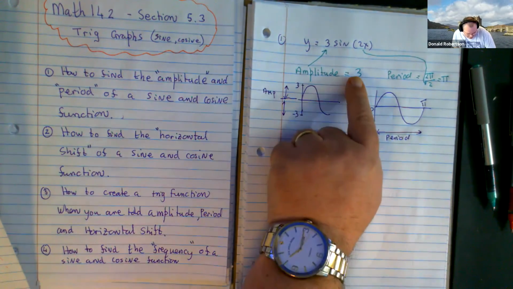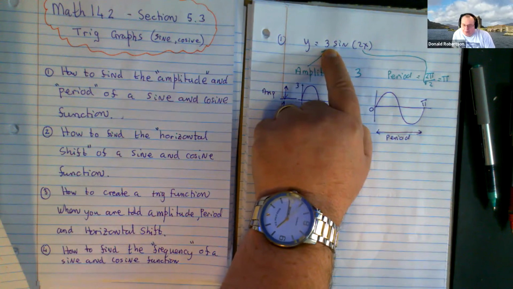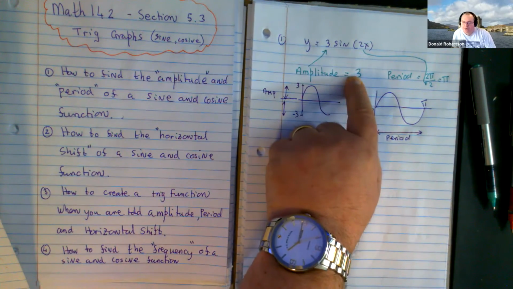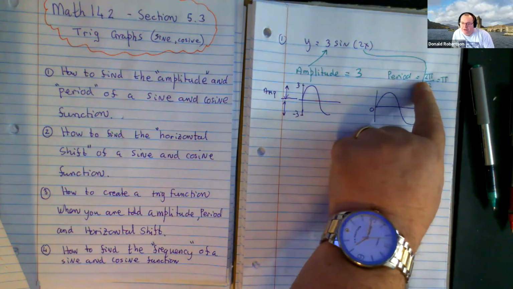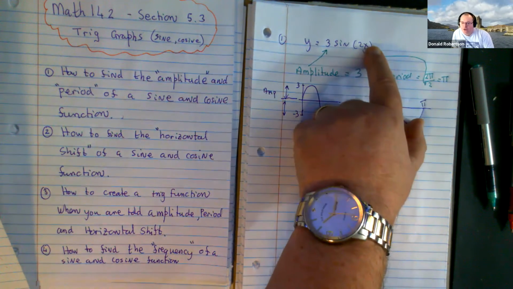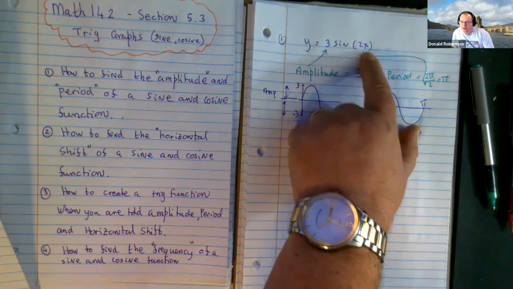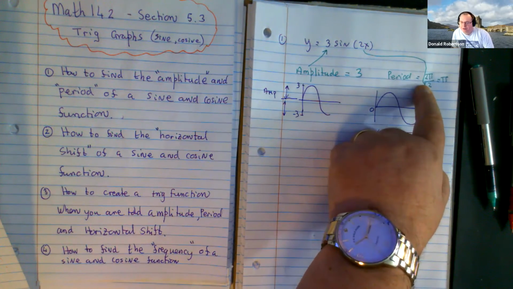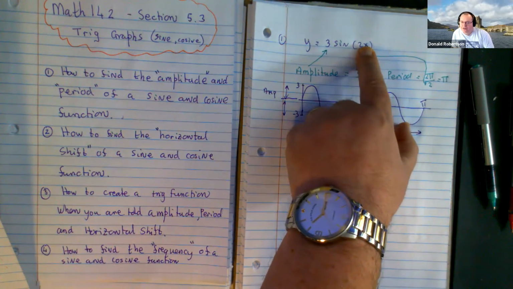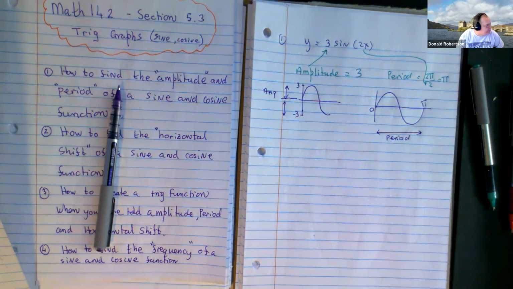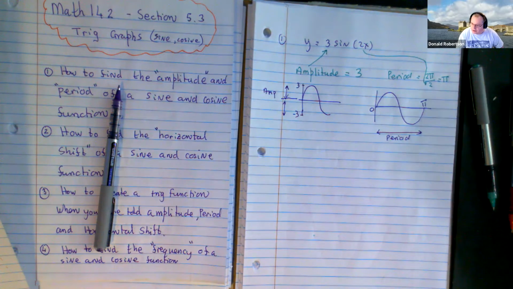Now, amplitude's easy. That number is your amplitude, and it has to be positive. We'll show you one where you would have to do that. The period is a simple formula. It's 2 pi divided by the coefficient of x. So if that was 4, it would be 2 pi divided by 4. If that was 6, it would be 2 pi divided by 6. So far, so good? Cool.